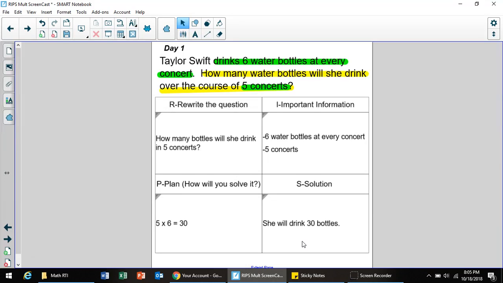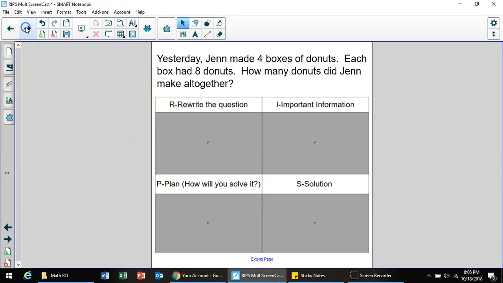On your recording sheet, you'll see this word problem has already been filled out for you. If you take a look at the next problem, if we advance, this one we're going to work through together. So again, let's read through the word problem. Make sure you are looking at this on your recording sheet. All right, let's take a look.